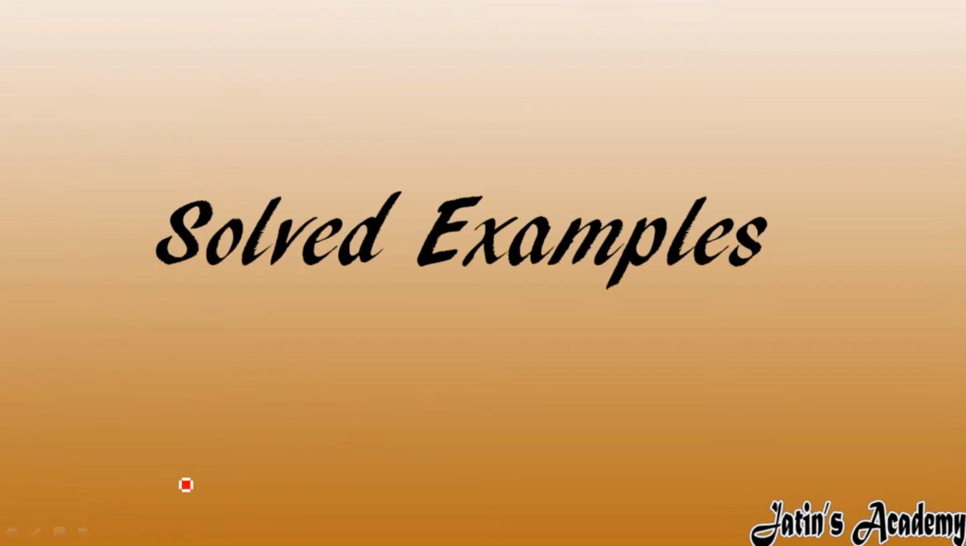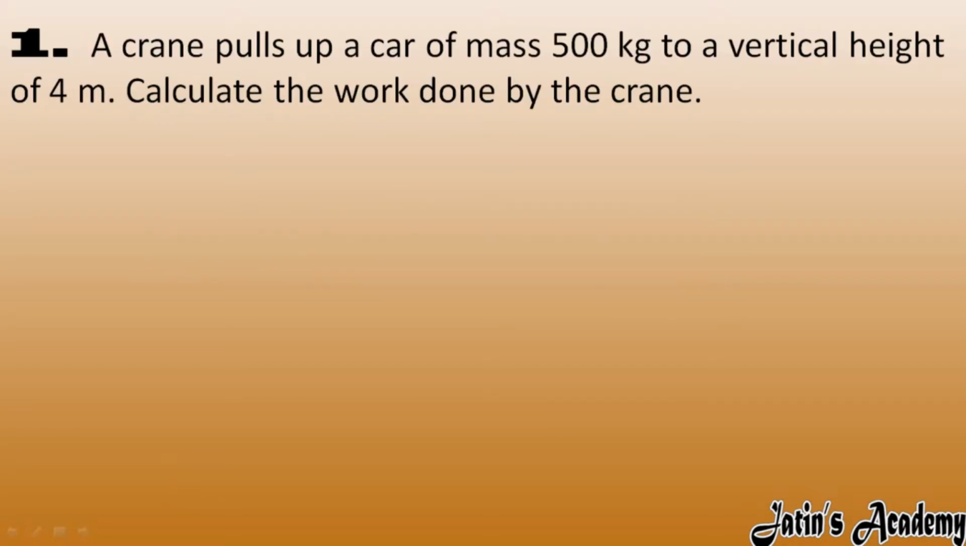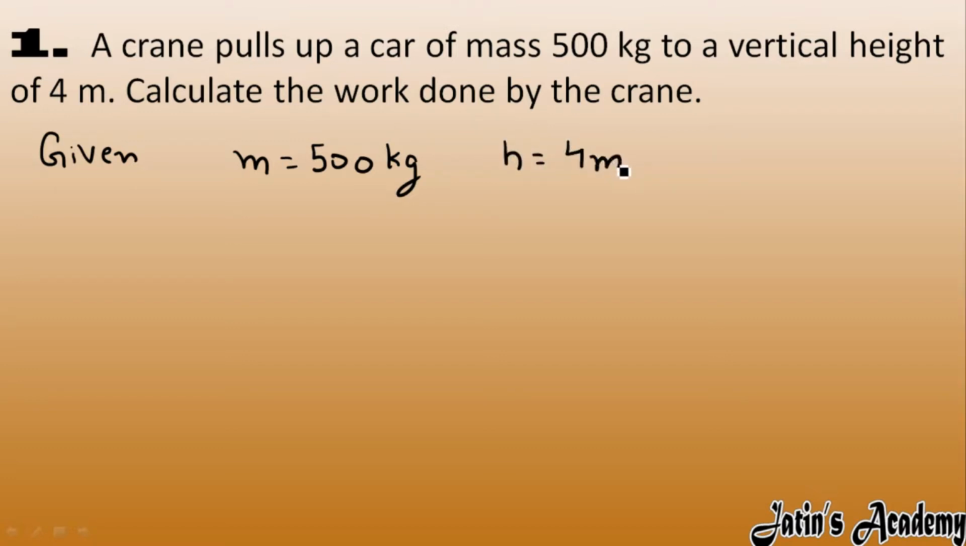So now we have to start solved examples from this chapter. So let's get started. First question we have: a crane pulls up a car of mass 500 kg to a vertical height of 4 meter. Calculate the work done by the crane. So in this question, what are the given quantities? Given quantities we have, mass of the car is given as 500 kg, clear, and the height up to which the car is raised, that is 4 meter. We have to calculate work done.